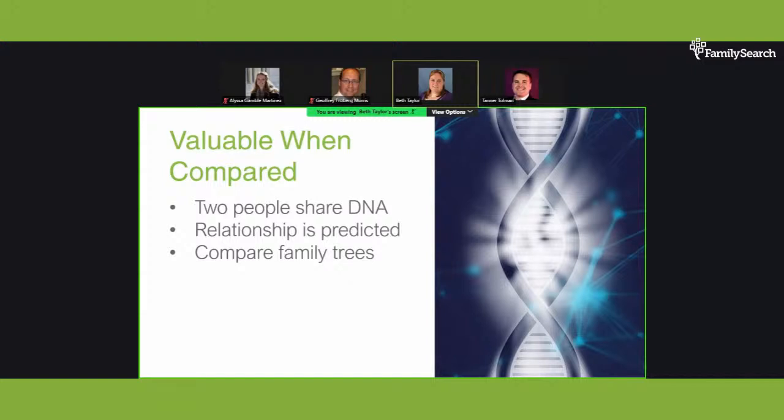But what that relationship actually is can only be verified or proven using records, or what we call paper trail research. So DNA will go hand in hand with traditional research at this point. We don't have a way to just take a DNA test and build out your tree. So once that relationship is predicted, you compare family trees, and your goal is to identify the most recent common ancestor, or the MRCA, meaning the ancestor that you share in common, or the ancestral couple.